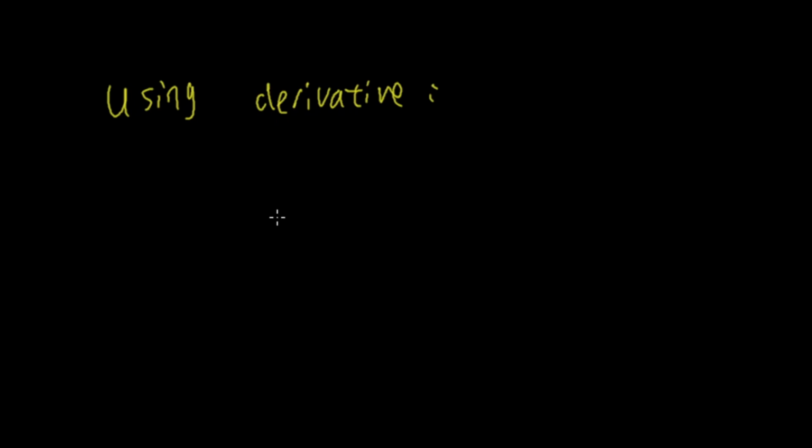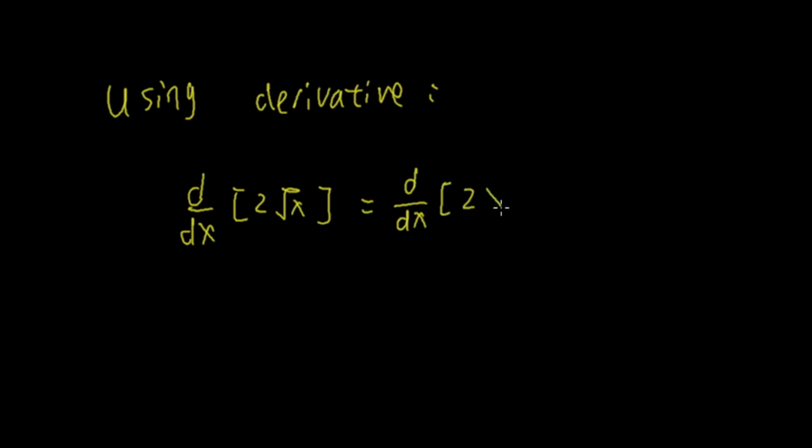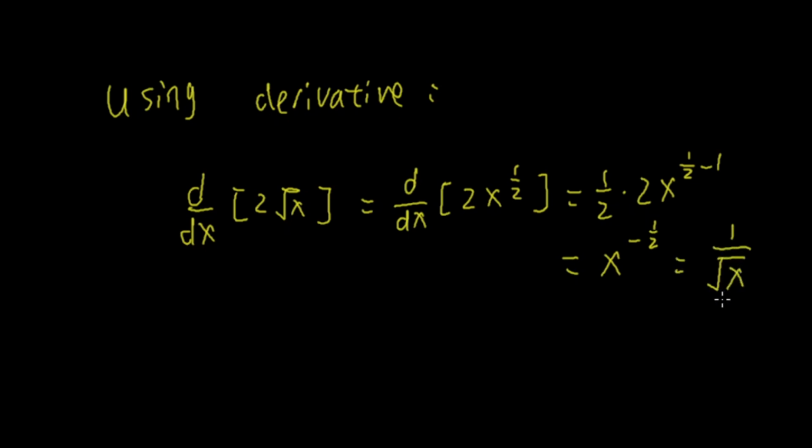Okay, so for the first function, let's say the derivative of 2 square root of x. That's the same as the derivative of 2 times x to the power 1 over 2. And that would be, bring the power to the front, 1 over 2 times 2 times x to the power of 1 over 2 minus 1, right? And now 2 and 2 cancel out, you have x to the power of negative 1 over 2. And that is equal to 1 over square root of x.